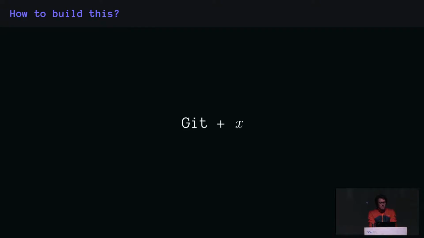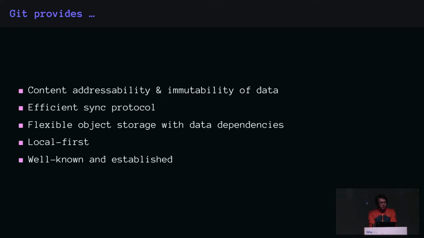Right, so now coming to how to build this. I don't have to tell you much about using Git. Git is quite well known, but we have to add something because Git alone doesn't provide all the primitives that we need to make this happen. Git provides us content addressability and an efficient sync protocol, local storage, that's flexible object storage that is local first. So when you work on code, you can download everything and then you can hop on a plane and continue working. And it's well known and established. So there's not much question about why you would use Git.